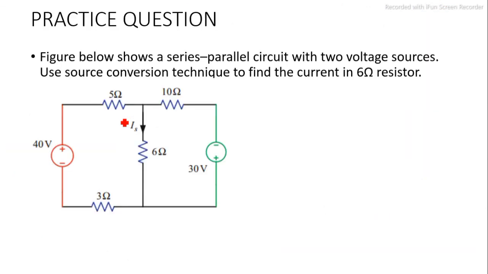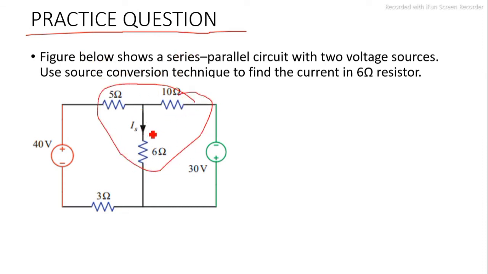So let's move to the next example. Okay, this is a practice question, not an example. So you practice this using source conversion also. There's a simple way to solve this actually. This is a Y connection. You just change it to what? To a delta connection. But since you want to use series parallel conversion, to use the conversion way to solve it.